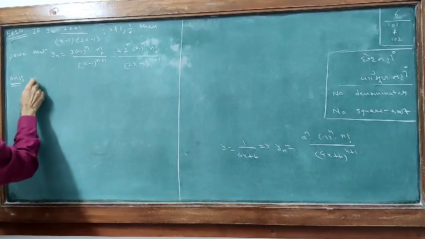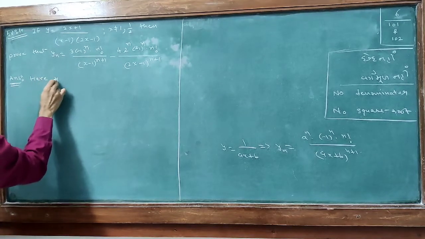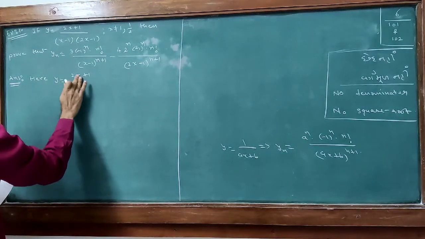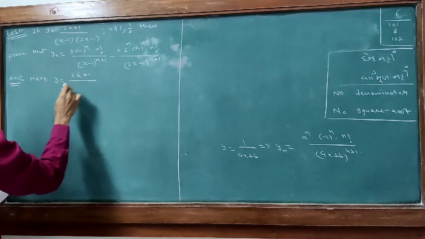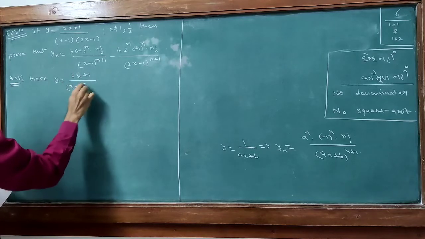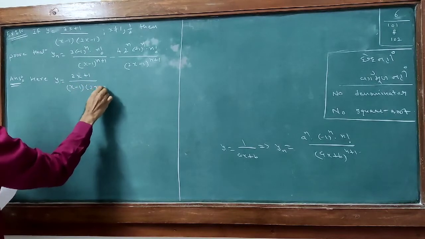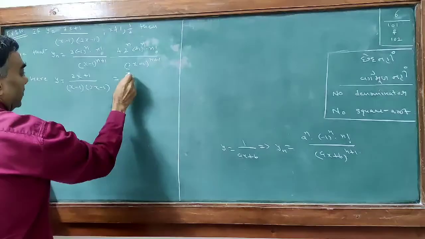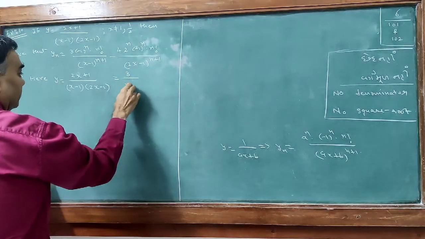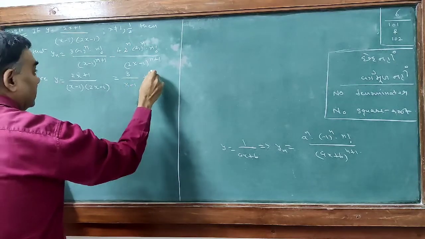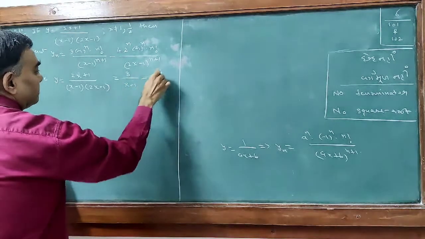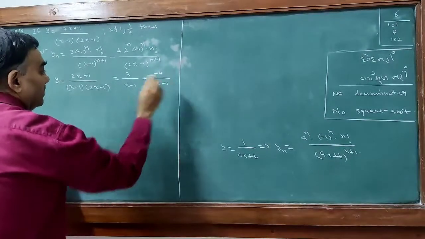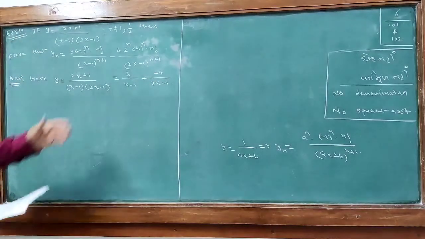Here y equal to 2x plus 1 upon x minus 1 into 2x minus 1 is equal to 3 upon x minus 1 plus minus 4 upon 2x minus 1. That you know that how we find it.